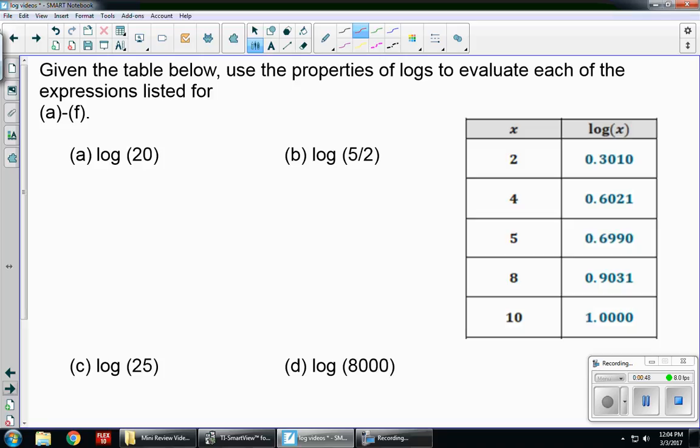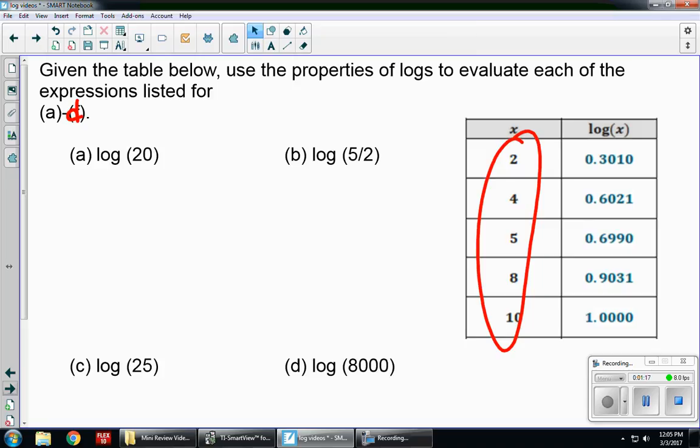Given the table below, use the properties of logs to evaluate each of the expressions listed for A through D. We're going to do just D right now. So we're going to start with log 20. So I want to see, using my x values only, so only the ones that they give me, 2, 4, 5, 8, and 10, how can I rewrite 20? There are actually two different ways, and I will do it both ways.